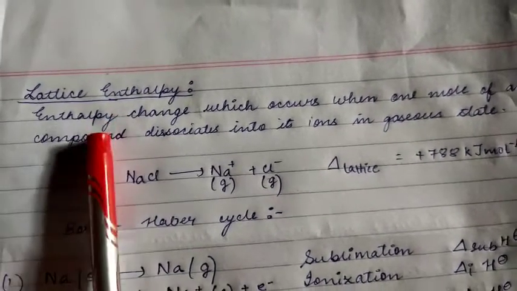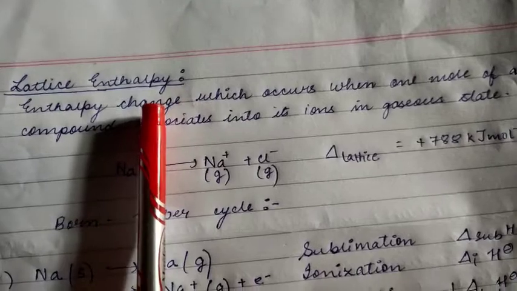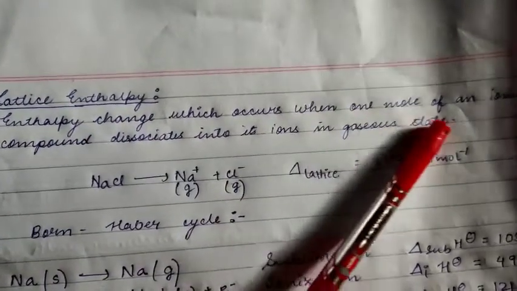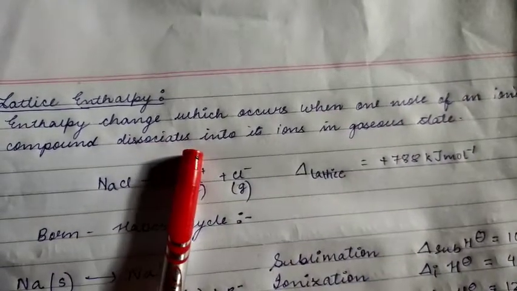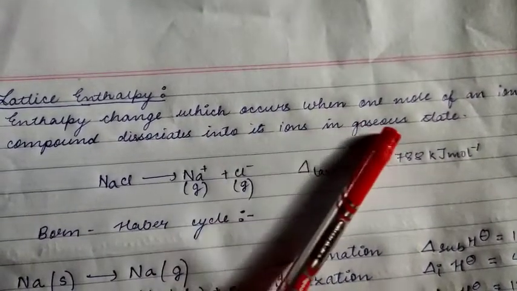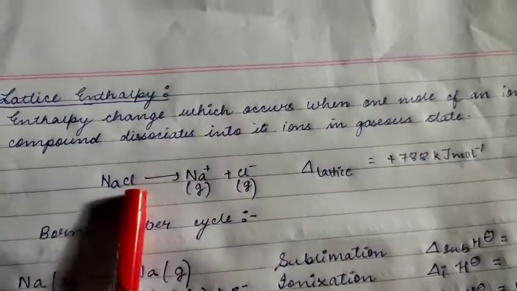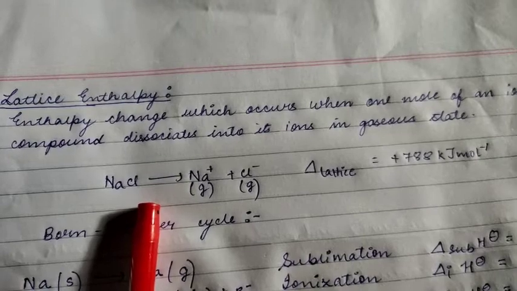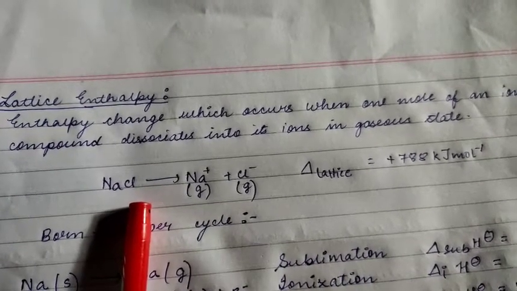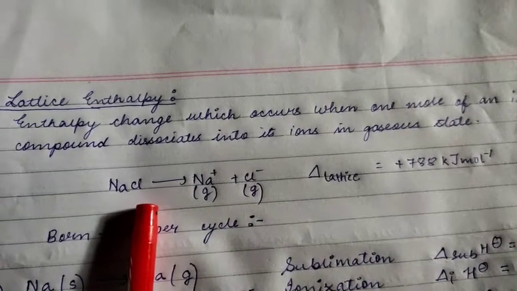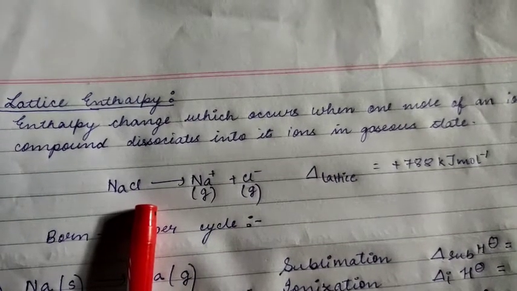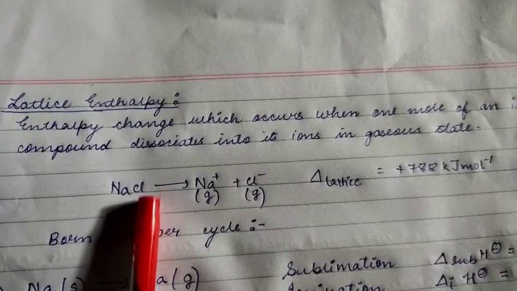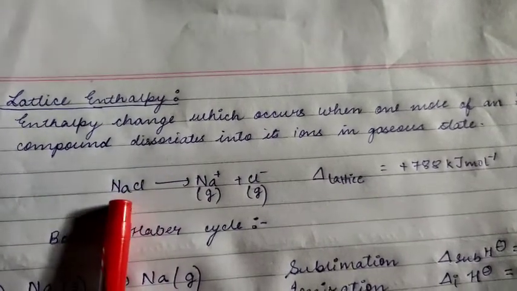Today we will discuss lattice enthalpy. What is lattice enthalpy? It is the enthalpy change which occurs when one mole of an ionic compound dissociates into its ions in the gaseous state. So, when one mole of an ionic compound or ionic solid is broken down into its respective ions in the gaseous state, whatever energy is required, whatever heat is required, that energy is known as the lattice enthalpy. Here you can see an example, sodium chloride.